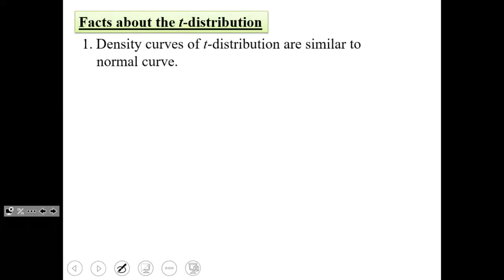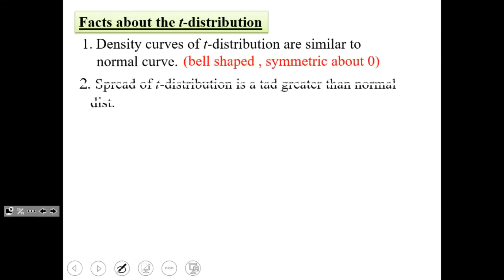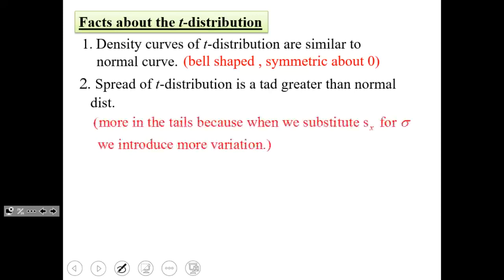Fact number 1, the density curve of the t-distribution is similar to the normal curve. Specifically, it's bell-shaped and symmetrical about 0. Secondly, the spread of the t-distribution is a little bit greater than the normal distribution. There's more in the tails because we're using samples. We're using the standard deviation of samples for our standard deviation of the population. So we have more variation, more variability. Our tails need to be a little bit thicker.